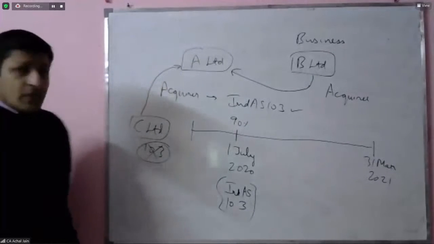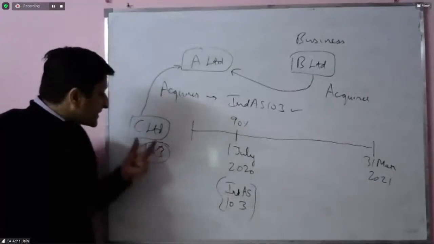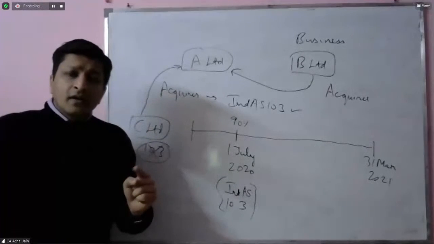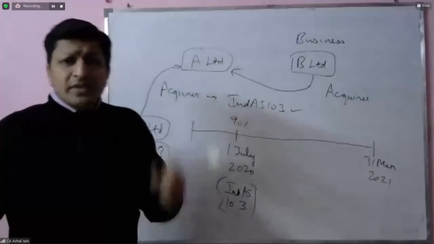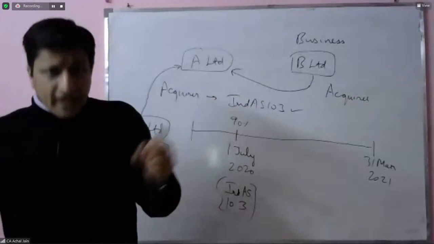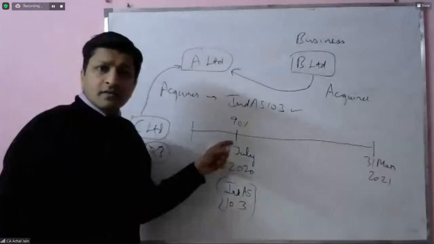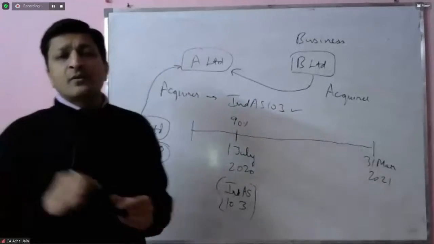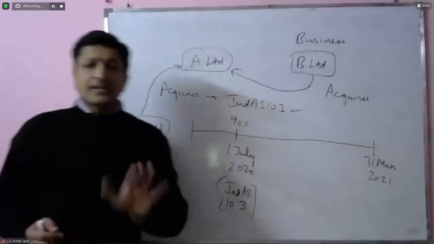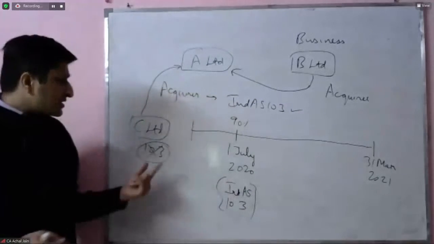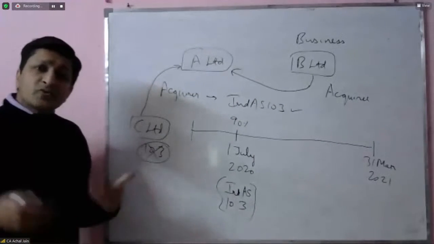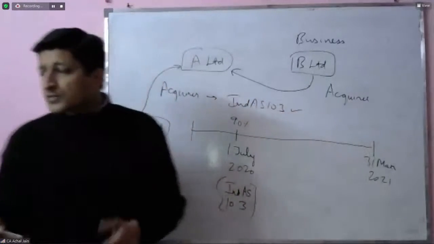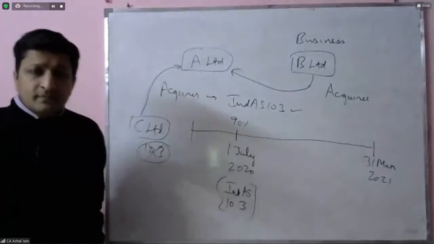Great. Now, because C Limited has become subsidiary of A Limited, what does it mean? It means now, starting this date, consolidated financial statements will also be required to be prepared. Is that correct or not? Because C Limited has become subsidiary, so what will arise? Now consolidated financial statements will also be required to be prepared.